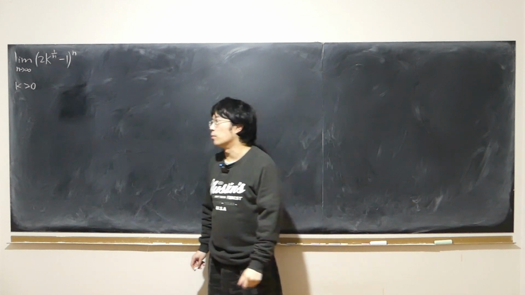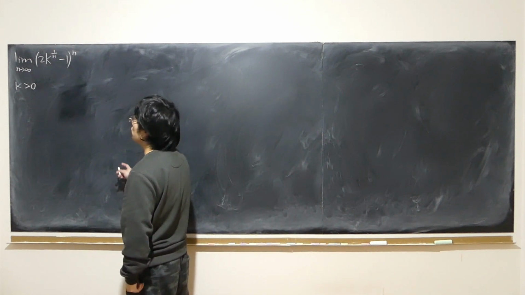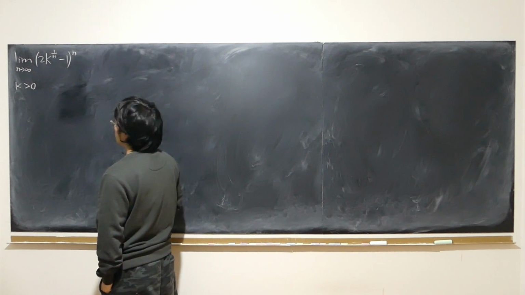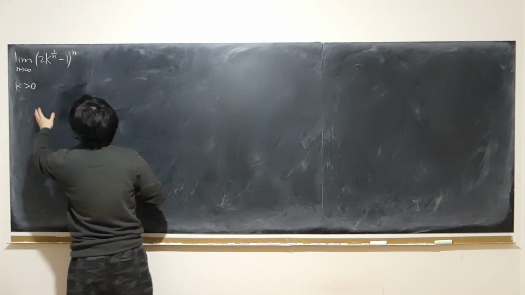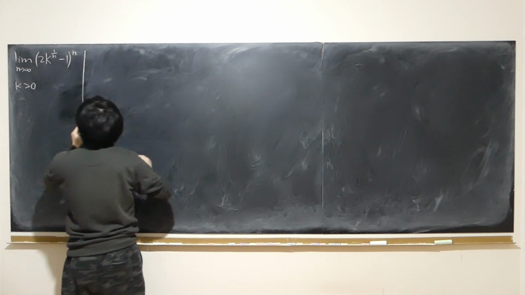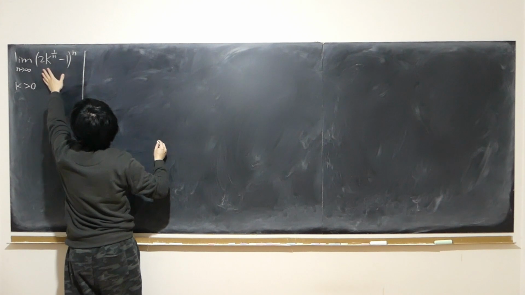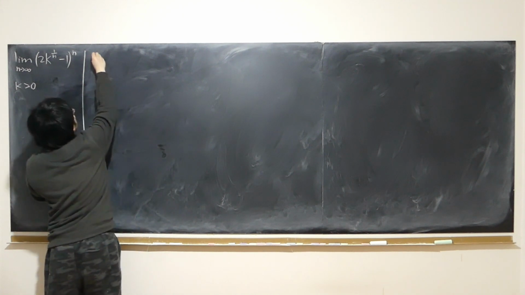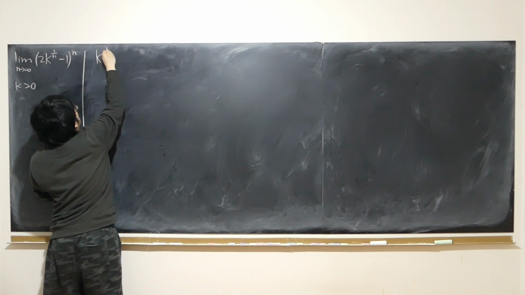Here we have a limit problem: the limit of (2k^(1/n) − 1)^n as n approaches infinity, where k is a positive constant. To work out this limit, first let's observe what's happening inside the base. k to the power of 1/n is probably going to approach 1.